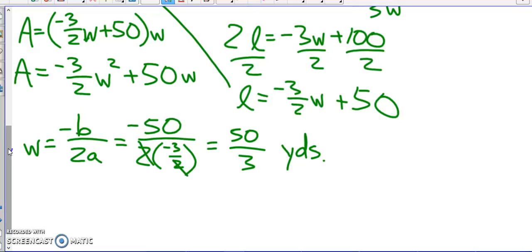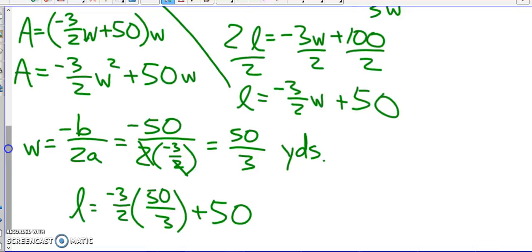What else would I need to solve the problem? The length. Well, don't I have this sitting right here? So, the length is equal to negative 3/2 times 50 over 3 plus 50. First of all, the 3's cancel. 50 divided by 2 is 25, and it's negative. So negative 25 plus 50 is 25.